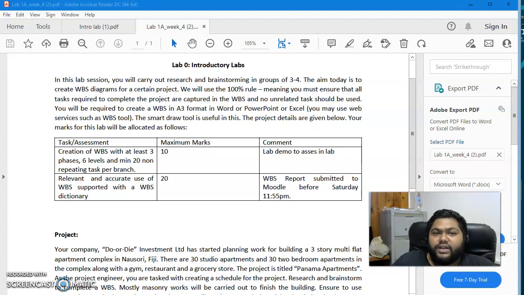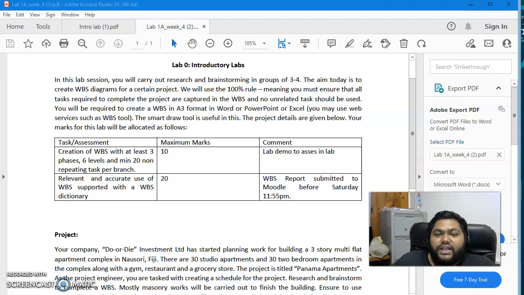In that lab session that we missed, we were supposed to carry out research and brainstorming in groups of 3 or 4. So basically we would have divided ourselves into maximum groups of 4 and aimed towards creating a work breakdown structure diagram for a certain project.